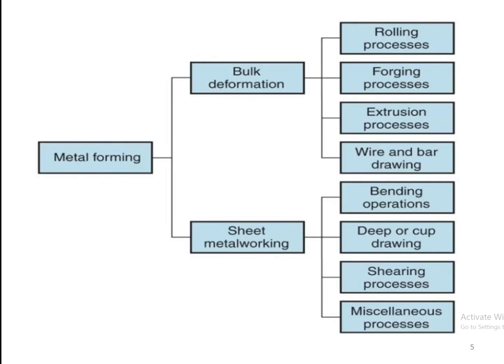Now this forming process can be mainly classified into two types. One is bulk deformation or bulk forming, and the second is sheet metal working, which we have already spoken of. Some examples of bulk deformation are the rolling process, forging, extrusion, and wire and bar drawing. All these processes you might have studied in your manufacturing technology subject in your previous semester. The other type is sheet metal working, which you have already done in your first year. These are the basic processes: bending operation, deep drawing, shearing process, and more.